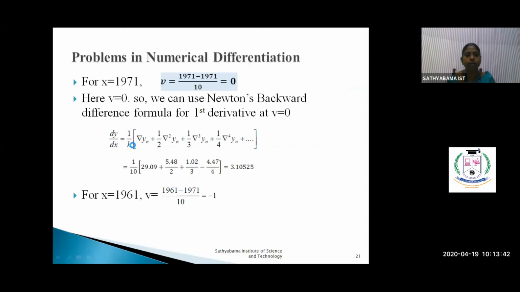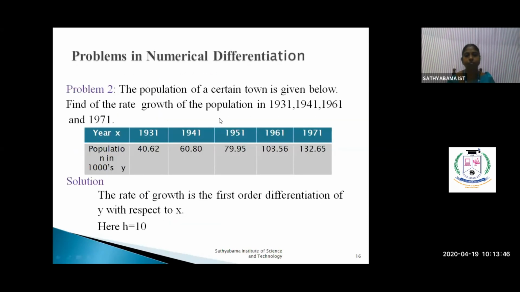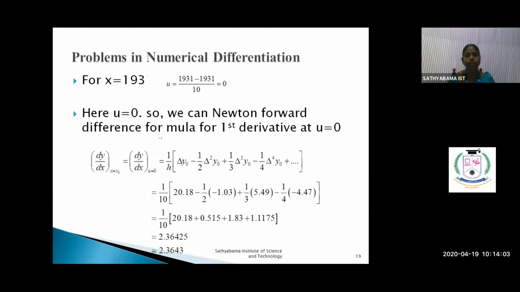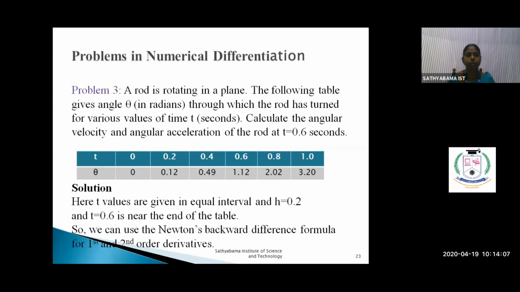So the rate of change of growth of the population in the years 1931 and 41 we found using Newton's forward differences to find the first order derivative. Like this, for 1961 and 71 we used the backward difference formula to find the first order derivative. Okay, that was the second problem. Now problem 3, which is very different.